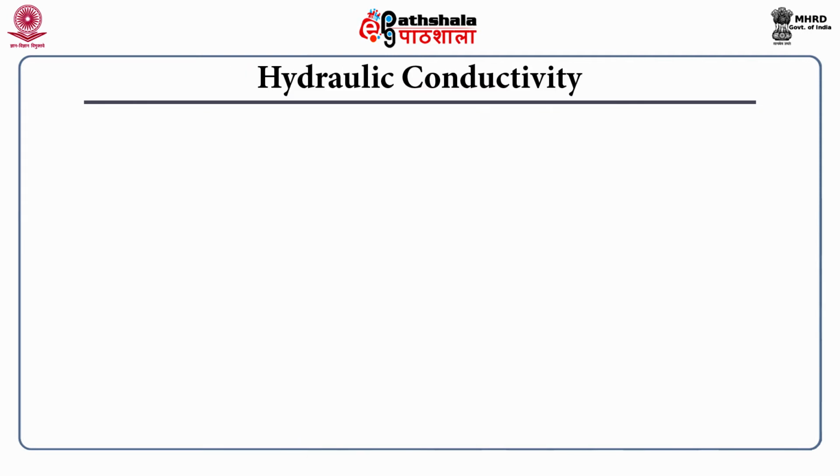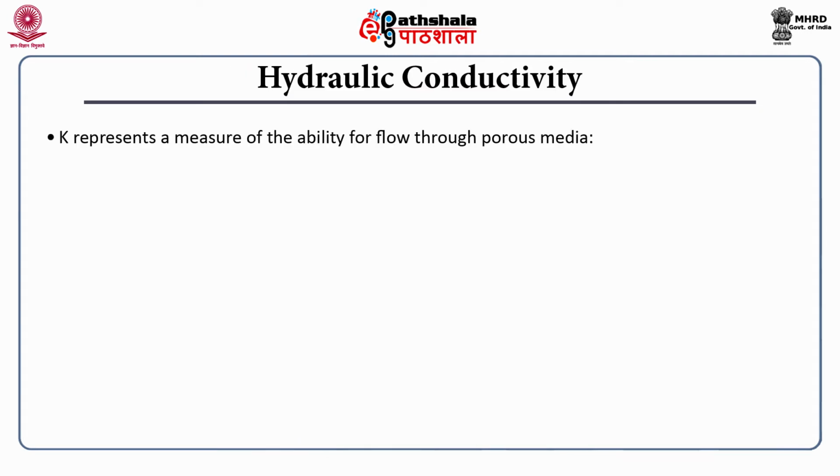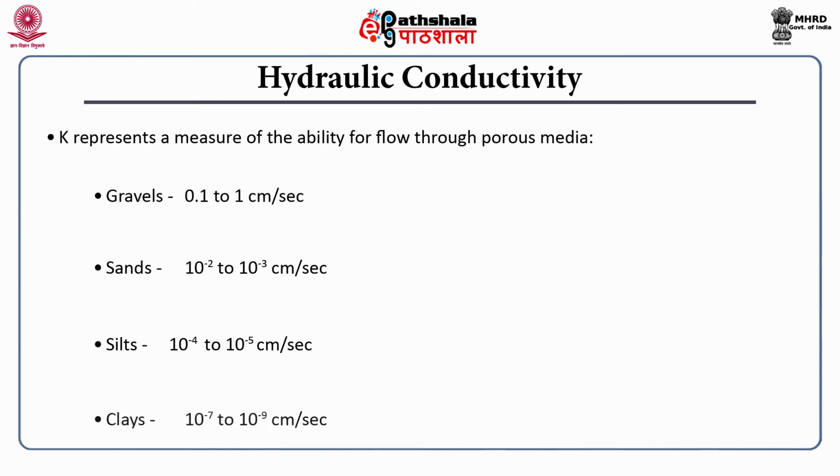Now, the proportionality coefficient K represents a measure of the ability to flow through the porous media, and for gravels its value is very high. For sand also it is very significant, but for silts and clay the value of hydraulic conductivity is very low. It means water cannot easily flow through clay and silt as compared to sand and gravels.